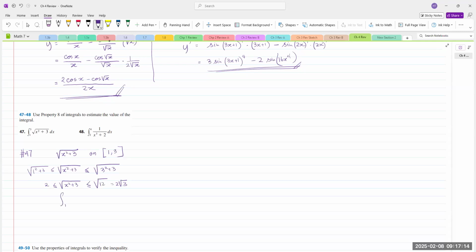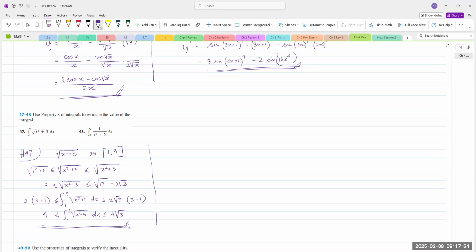So the integral from 1 to 3 of square root of x squared plus 3 dx must be between 2 times the length of the interval, and that's the lower bound. Because 2 is the lower bound of the function, then 2 times 2, which is 4, is the lower bound of the integral, multiplied by the length of the interval, right? And this is 3 minus 1. So it is between 4 and 4 radical 3. I think that's what property 8 says. I don't remember precisely though.